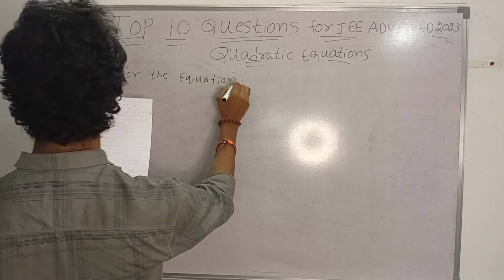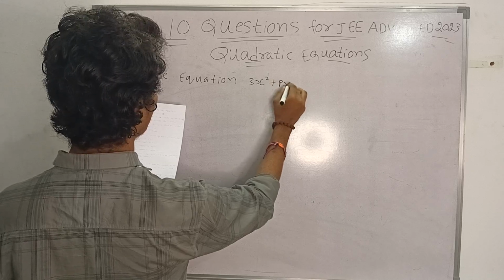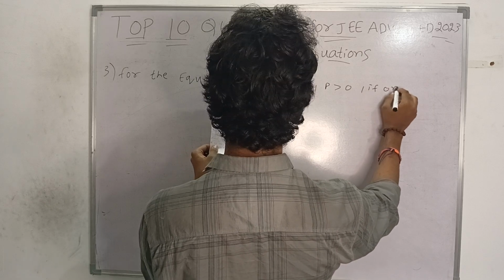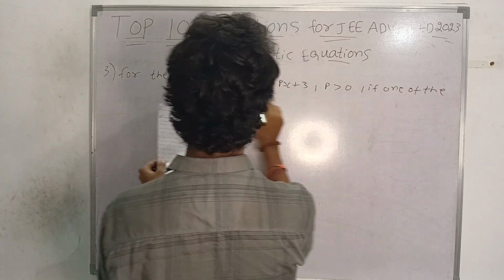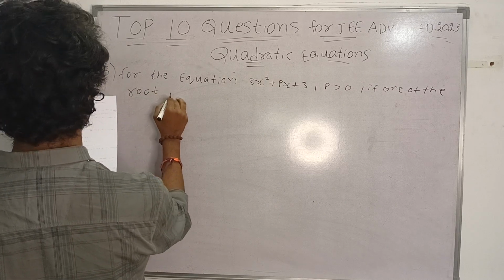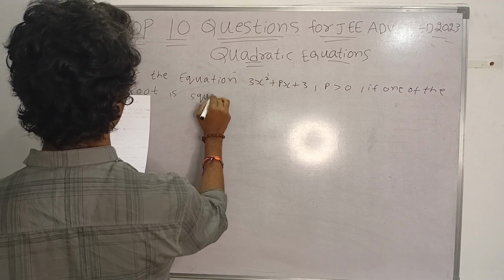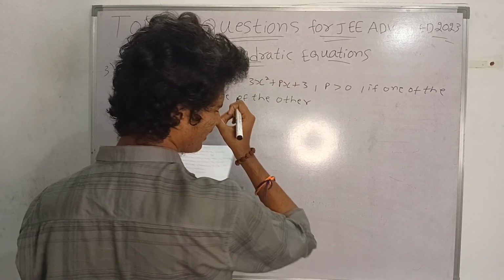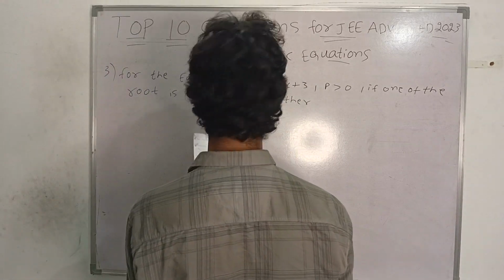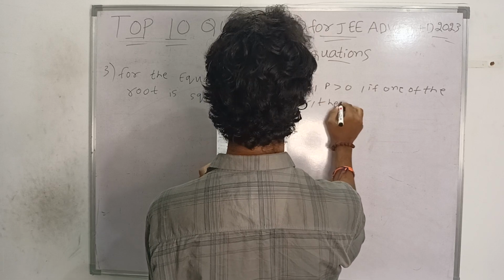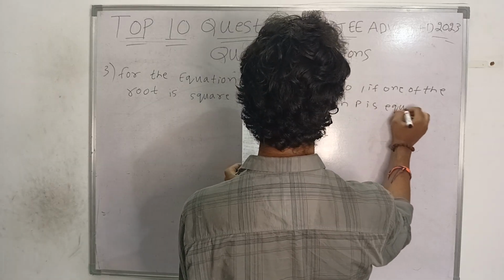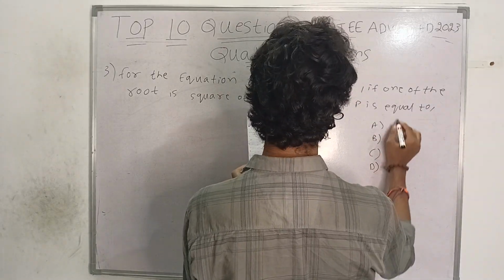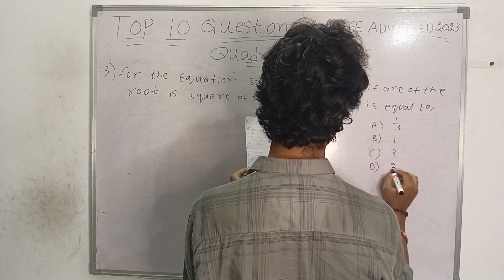For the equation 3x square plus px plus 3, and they gave p greater than 0, if one of the roots is the square of the other. These types of questions are very important. This is basically the transformation questions. Then p is equal to, the given options A, B, C, D: option A is 1 by 3, option B is 1, option C is 3, option D is 2 by 3.